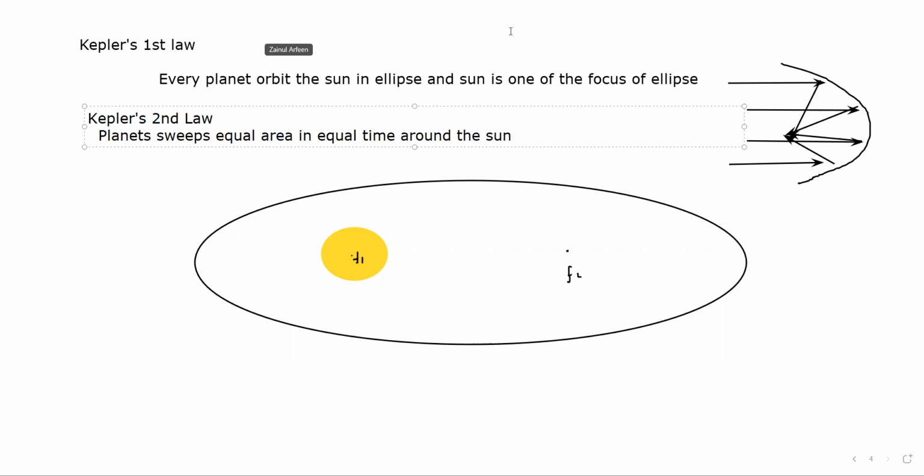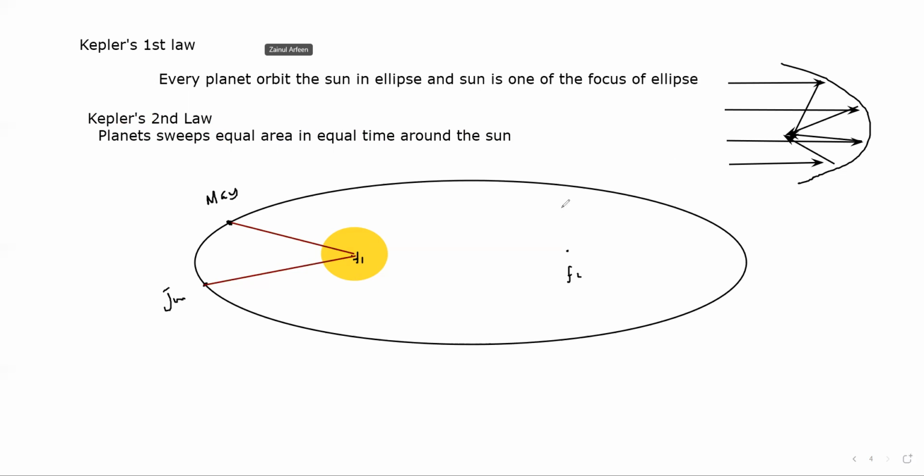So what does it mean? For example, if we are talking about Earth, in the month of May this is the position of the planet. After a month, in June, this is the new position of the planet. When we compare the area swept or covered within a month, this is the total area with respect to this focus.